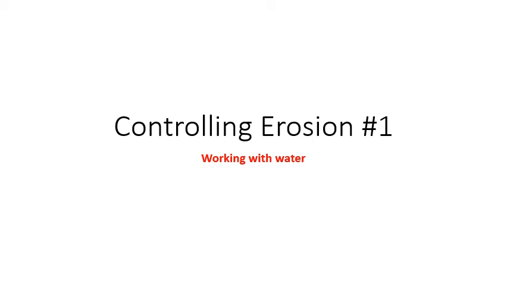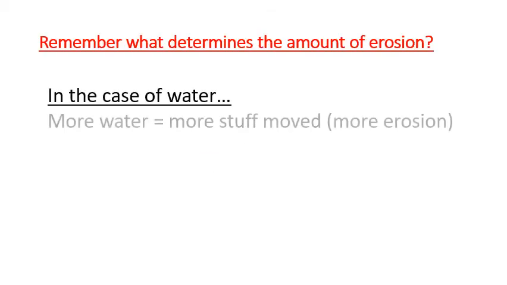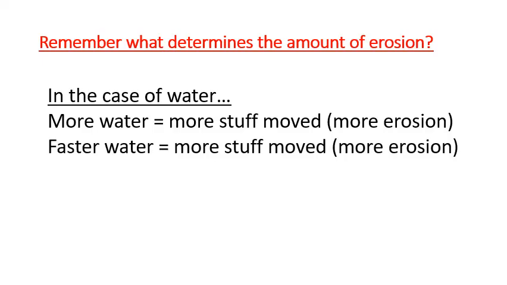So now let's start to answer the obvious question. How can we control or manage erosion? And the first part to that is working with the water, which is what generally causes the erosion. Now remember what determines the amount of erosion. When we're talking about water, it means more water is going to move more stuff. That's more erosion. Also means that faster water is going to move more stuff, more erosion.